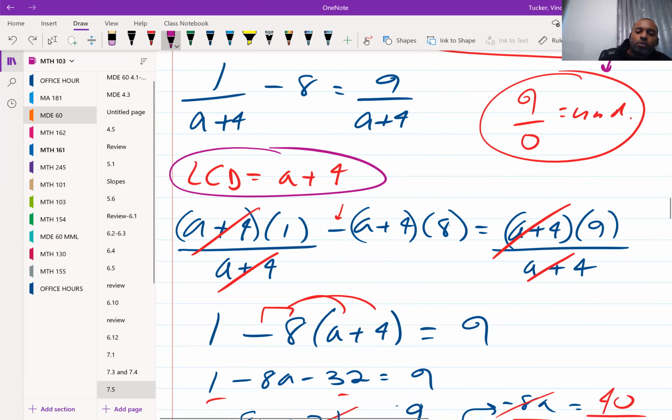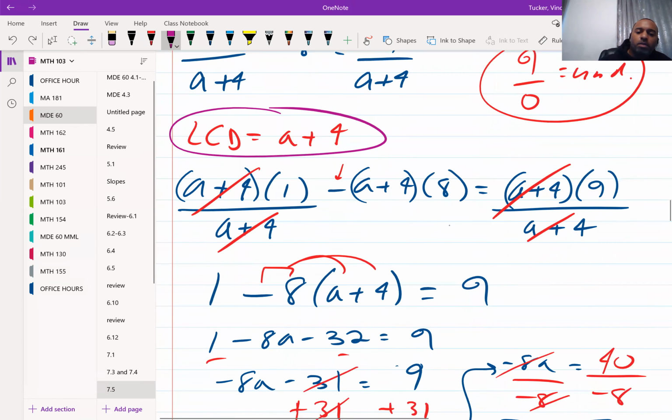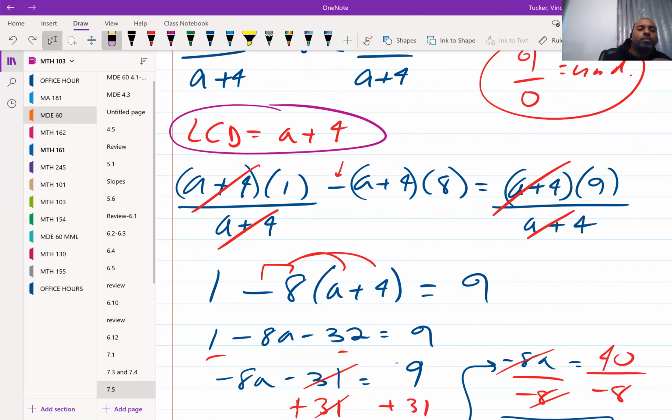All right, so distribute -8. That'll be 1 minus 8a plus -32 equal to 9. Combine your like terms. 1 and -32 is -31. So that's -8a minus 31 equal to 9.